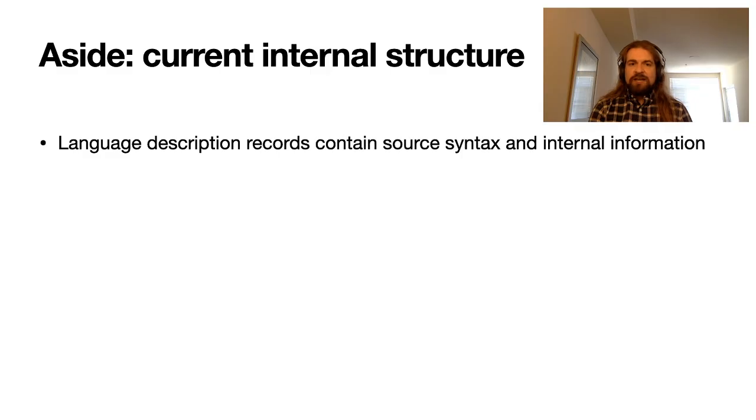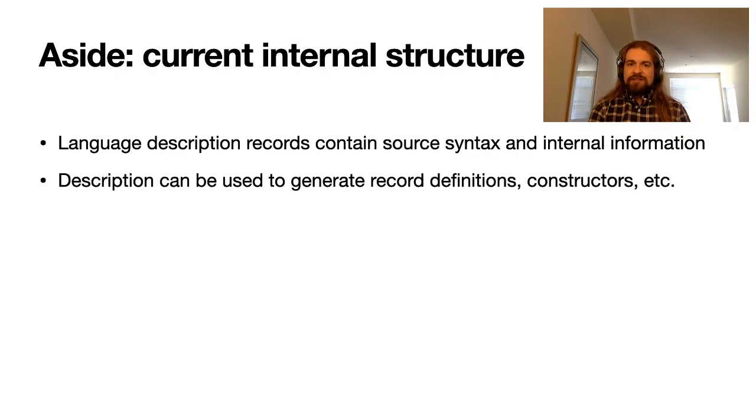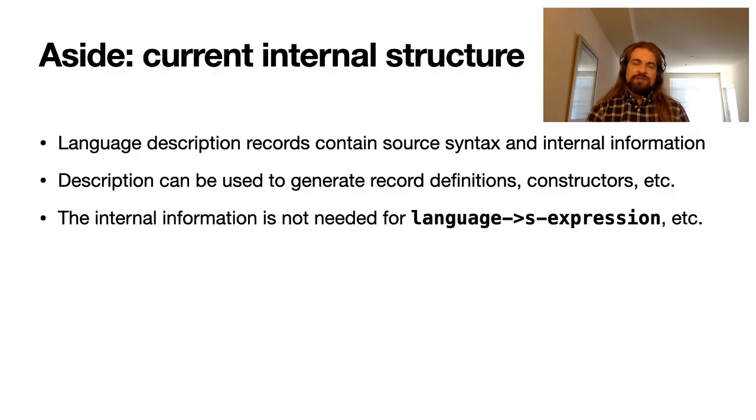So the way all of this works, the language description record contains source, syntax, and all this internal information along with it. The description can be used to generate record definitions, constructors, all the different parts. And that's why we have all of these internals stored within this. However, when we're actually looking to do something like a language AST expression, we usually don't need these internals. These internals are there for writing out what the record definitions are and what our predicates are that we're going to expose to the user at the end. They're not really there for writing these kinds of higher level tools.